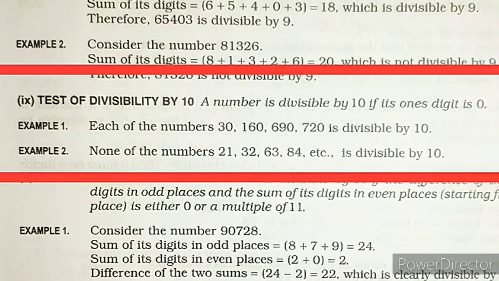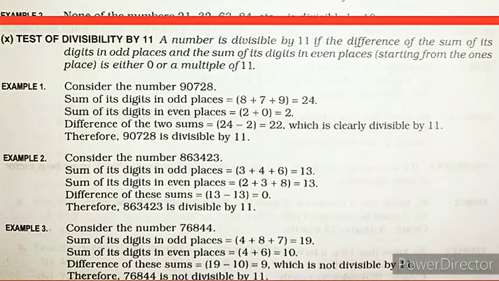Let's see, a number is divisible by 10 if its ones digit is 0. Like in this example, 30, 160, 690, 720, all these numbers have 0 in the unit place or ones place, so they are divisible by 10. But in example 2, 21, 32, 63, 84 are not divisible by 10 because their ones place digit is not 0.